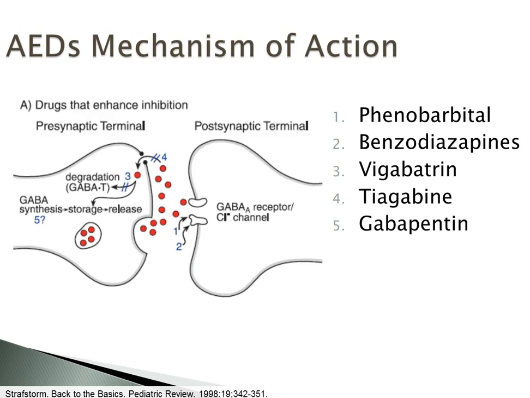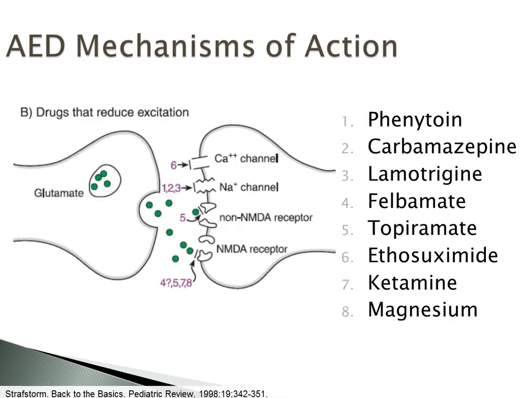And then this is a more graphical representation of that. You can see phenobarbital and benzodiazepine bind at different sites on GABA receptors, and vigabatrin, tiagabine, and gabapentin work on different parts of the GABA pathway to prevent breakdown or increase release or increase sensitivity. And then you can also see that many of these drugs work on the excitation pathway as well. You can see some blocking calcium channels, many blocking voltage-gated sodium channels, and then a few working on non-NMDA and NMDA receptors.